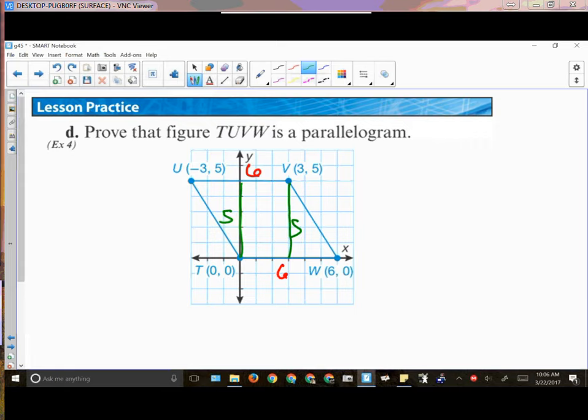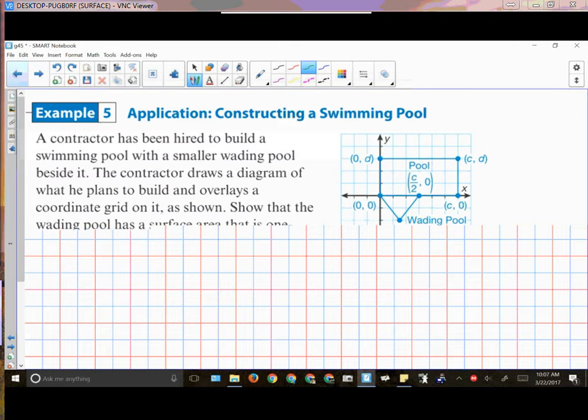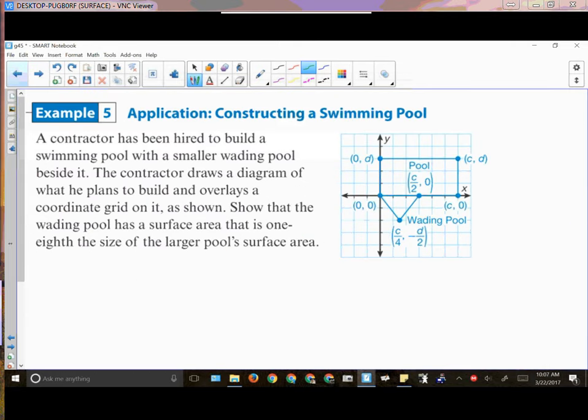So, try this. A contractor's been hired to build a swimming pool with a small wading pool beside it. The contractor always draws a diagram of what he plans to build and overlays a coordinate grid on this, showing that the wading pool has a surface area that is 1/8 the size of the larger pool surface.